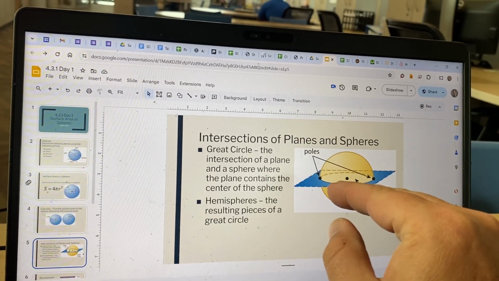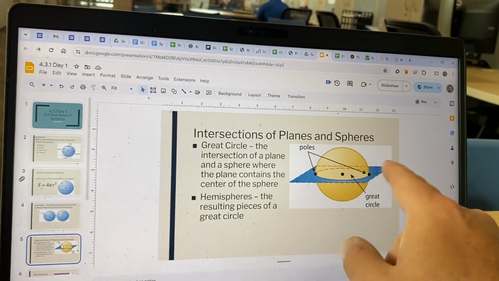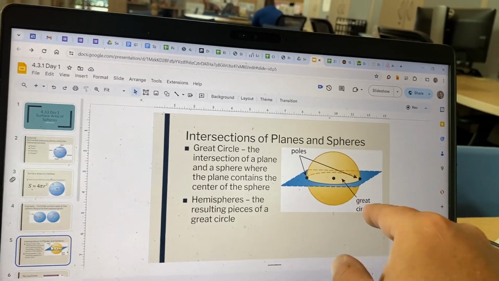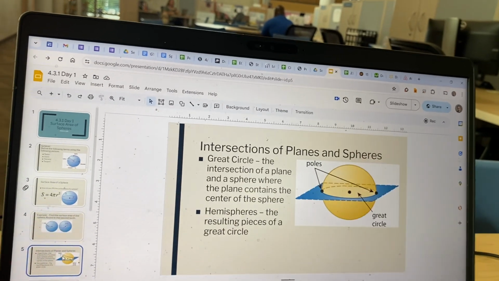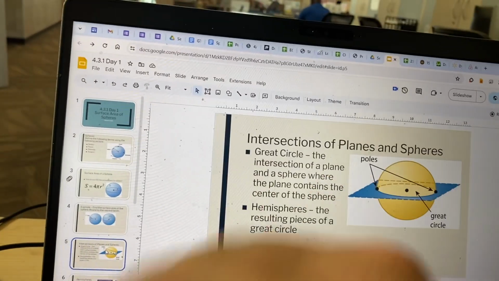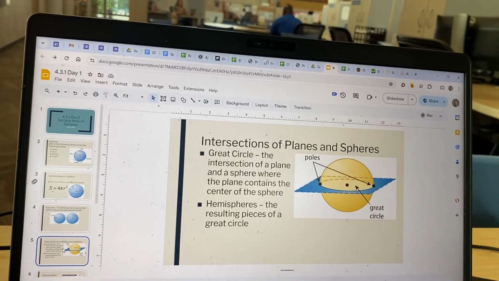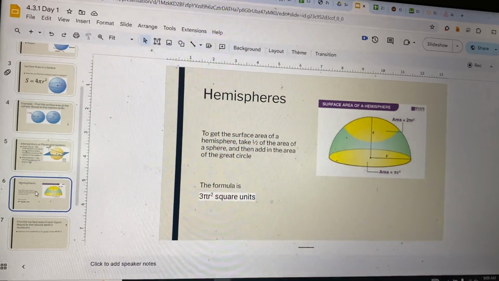But the lines of latitude, other than the equator, those are not great circles. They would not go through the center, okay? They're just circles around on that sphere. So if we cut the sphere in half, we end up with a hemisphere. So the hemisphere is going to look like this.